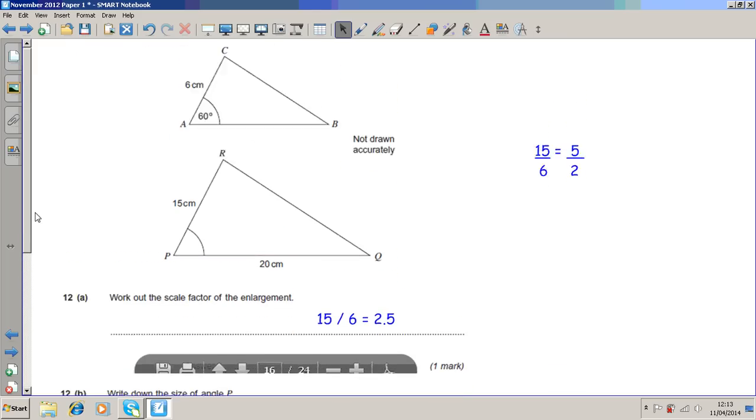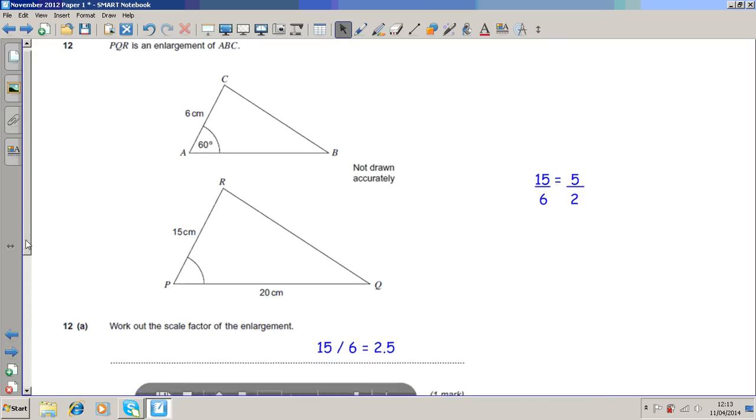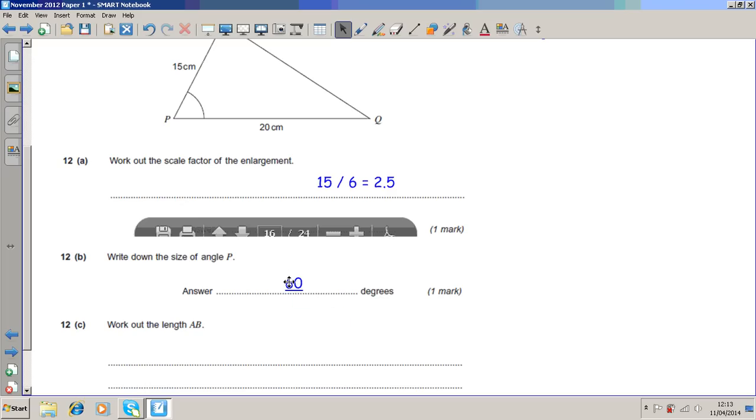Write down the size of angle P. Well, it doesn't matter how much bigger these sides get, the angle stays the same. So the angle is going to stay at 60 degrees. Just underlined it for you. Okay. Work out the length of AB.